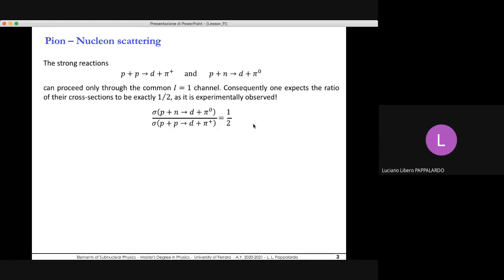So let me summarize here what we have just found. The strong reactions, proton-proton into deuteron pi plus and proton-neutron into deuteron pi 0, can proceed only through the common I = 1 channel. And consequently, one expects that the ratio of the cross-section is exactly 2 to 1, as it is indeed experimentally observed.